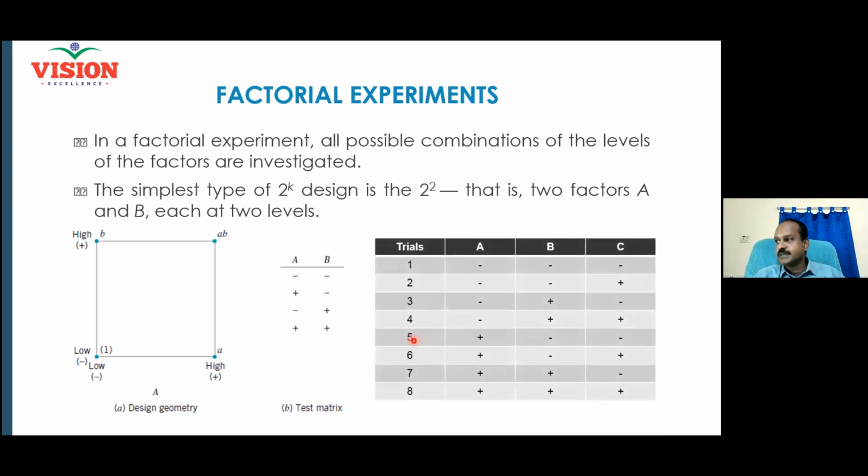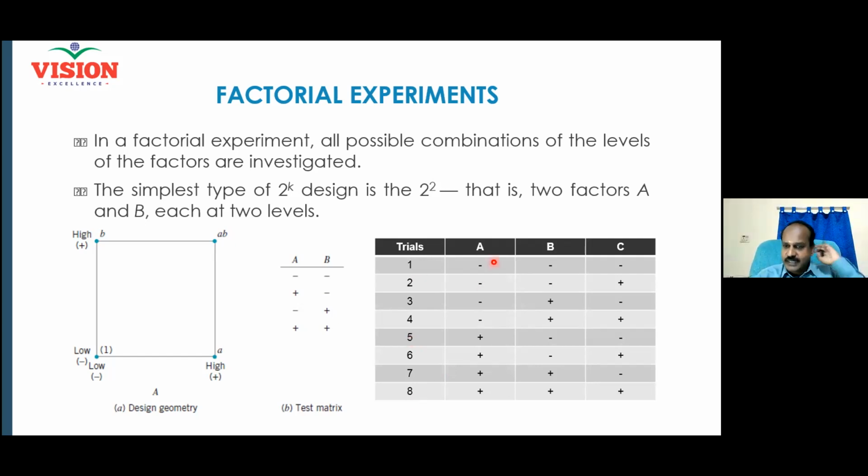And now 3 factors, 2 levels each. What will be the total number of runs? 8. 3 factors, 2 levels each, 2 cube is 8. Very good. Beautiful. So we have 8.